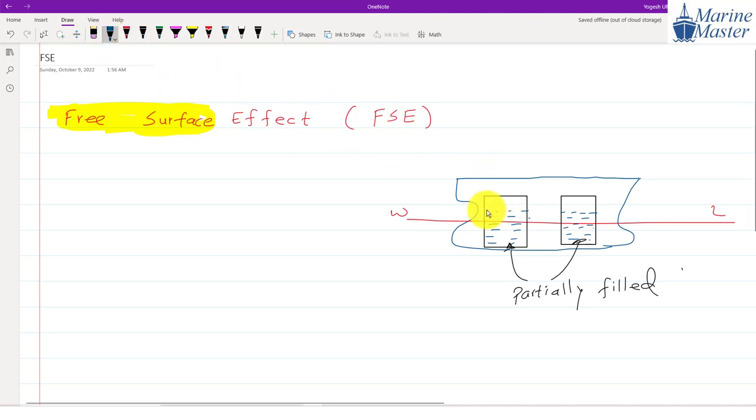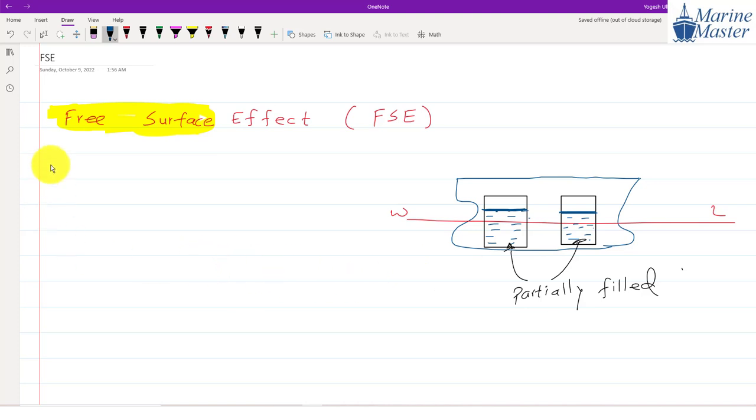The topmost surface of this liquid is free to move. When it is free to move, guys, what will happen? If this topmost surface is free to move, it will create a problem to the stability of the ship.